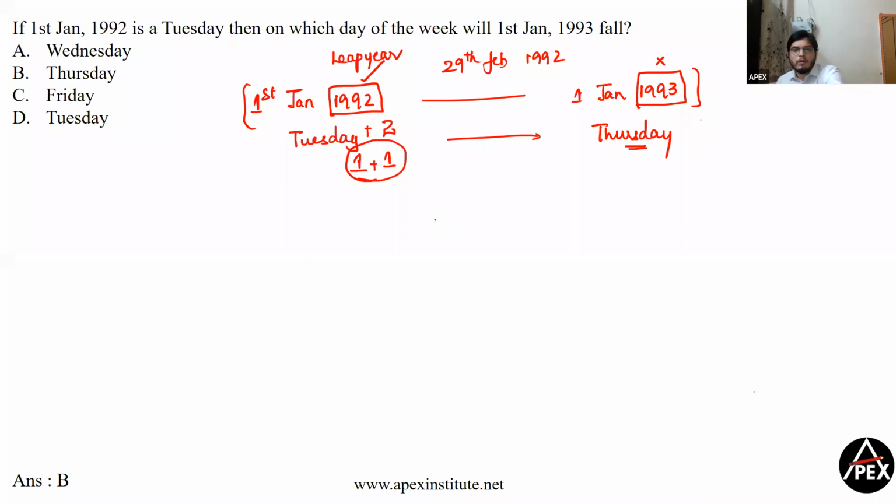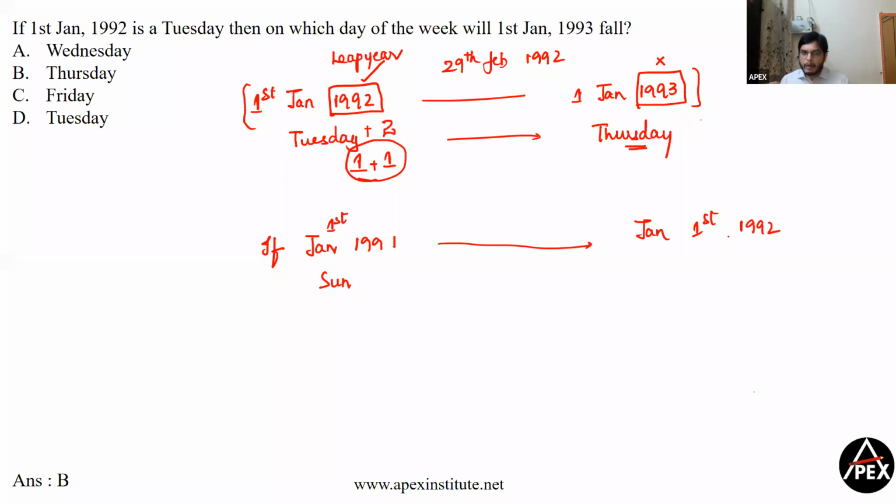Okay. So if Jan 1st 1991 is on Sunday, then what will be Jan 1st 1992? Please do speak. Reply in mic. Don't type in the chat box. Monday, sir. Monday. Okay, Monday. The logic will be again the same.